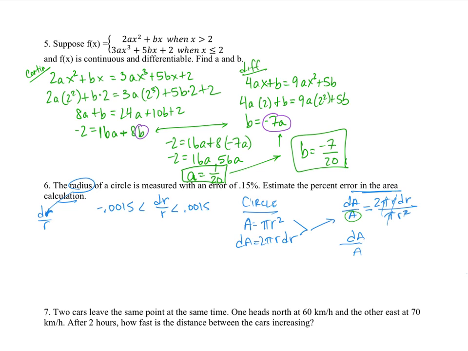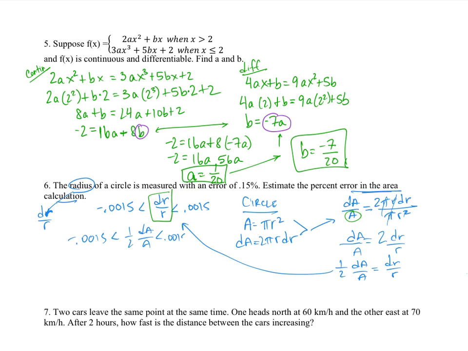over A equaling 2 dr over r. But I need to get rid of this dr over r, and I need the dA over A. So let's clean this up, and we're going to say that 1/2 dA over A is my dr over r, and that's what I'll put in right there. So this becomes negative 0.0015 less than 1/2 dA over A less than 0.0015.